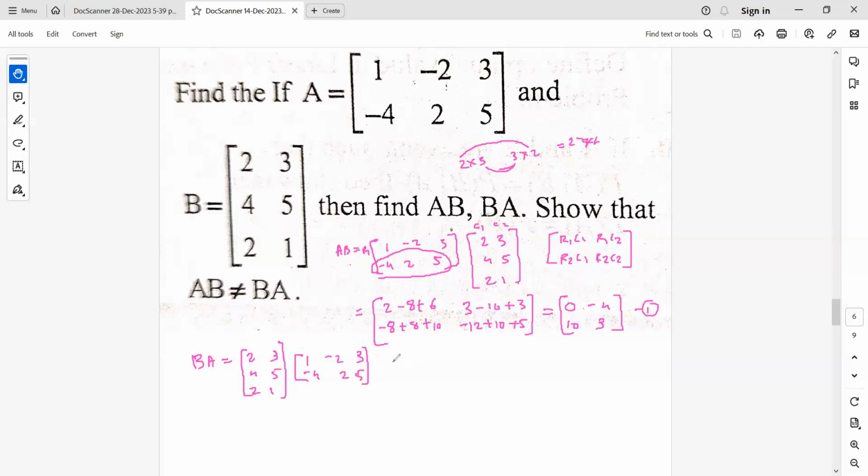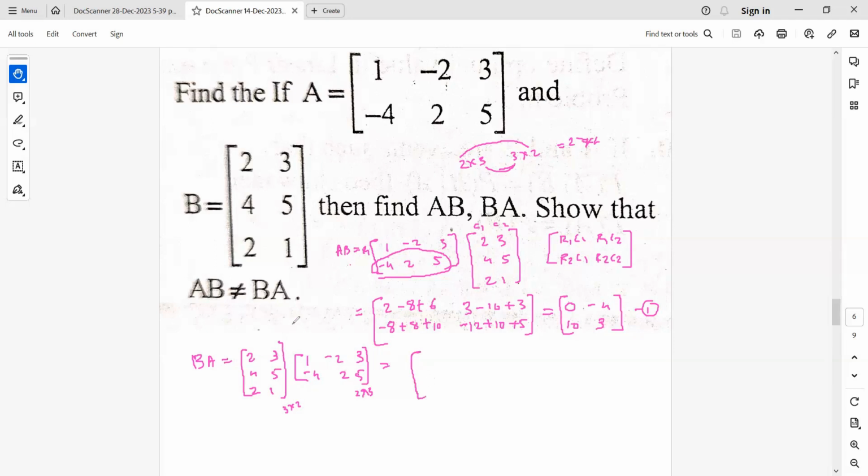So when we multiply this, see here the order of matrix B is 3 cross 2, and the order of matrix A is 2 cross 3. So the new matrix will have 3 cross 3 elements, that is 9 elements. Okay, so how will we be getting those 9 elements?